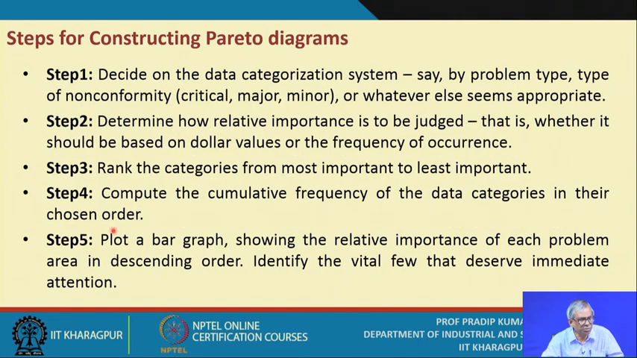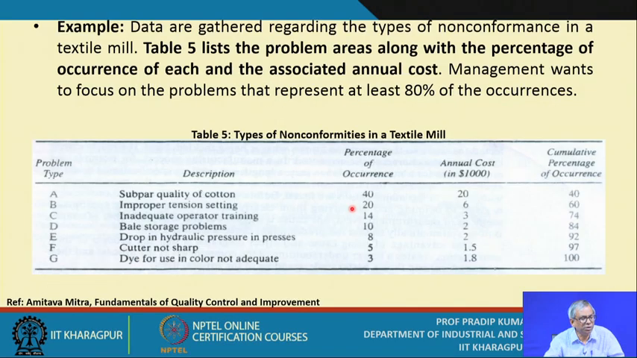So these are the steps. You just go through all these steps. This is very clearly understood, like step 1, step 2, step 3, step 4, step 5. Please go through them and decide on the data. And in the last stage, plot a bar graph. So you create a bar chart, and the cumulative frequency you have to compute, as in the previous case when you went for frequency distribution and histogram plotting. So these are the 5 steps you follow.